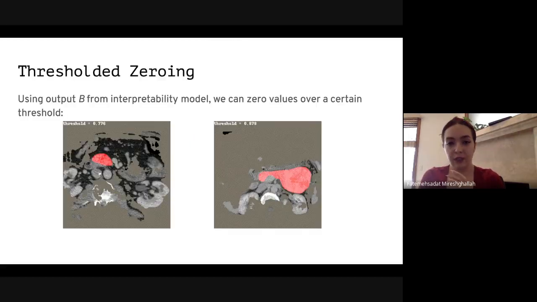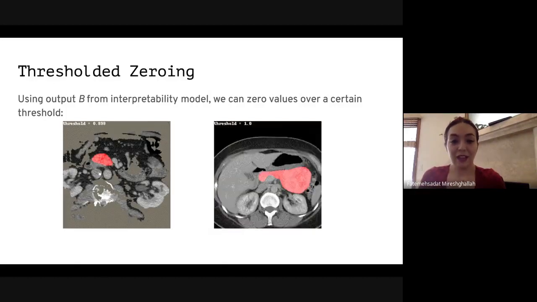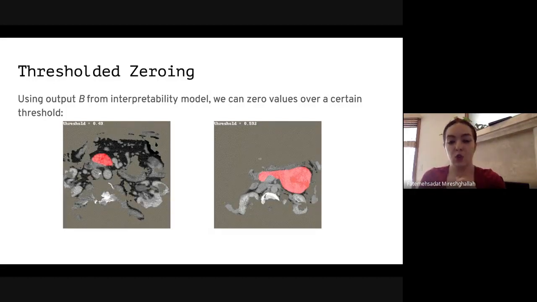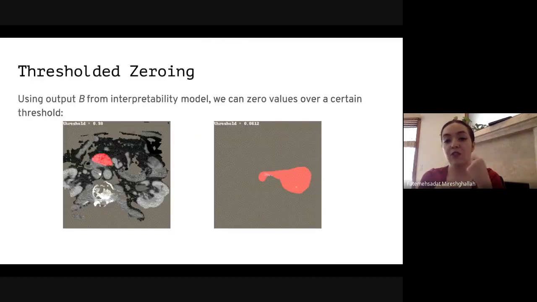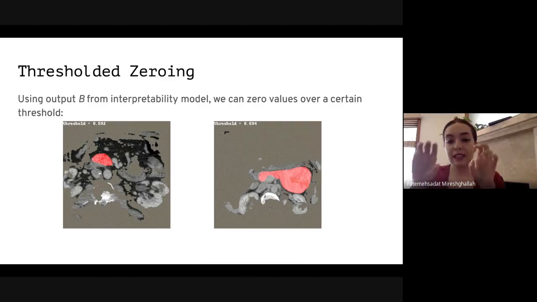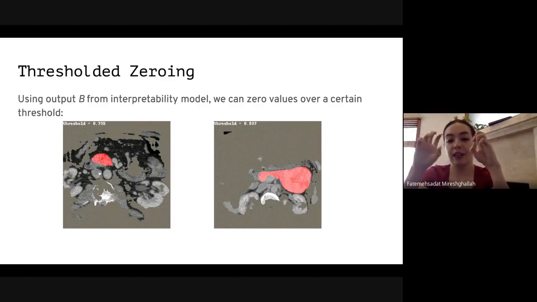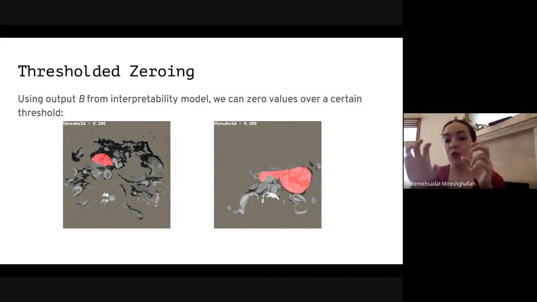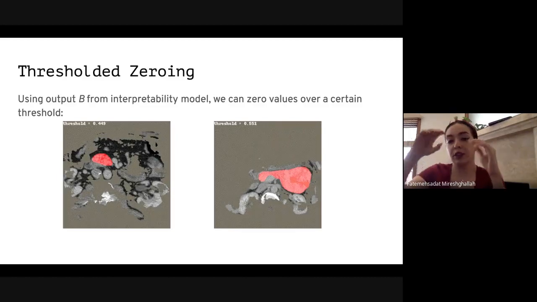Now, how does this really work with interpretability? We have some really cool GIFs here that you can see as you're increasing the noise. We have this lambda here that gives us a trade-off between how much noise and occlusion we're getting and how much utility we're receiving. As we give more noise, you can see that more of the surrounding area is getting removed, and the red parts are the pancreas. We're only left with the pancreas. This shows which parts are relatively important.